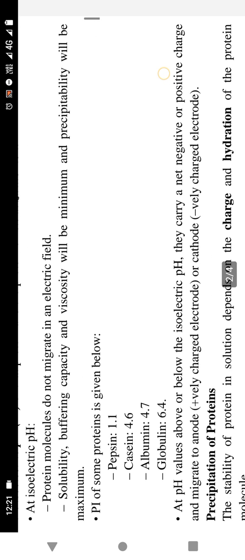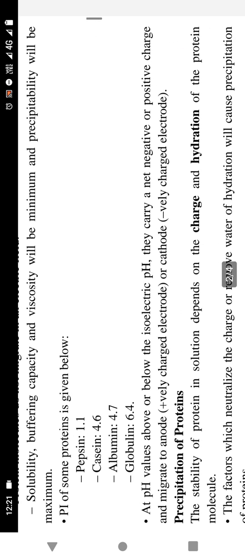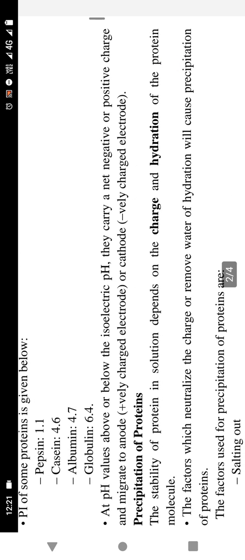The PI, that is the isoelectric pH, of some proteins is given below. Pepsin, an enzyme involved in protein digestion, has an acidic pH of 1.1. Next, casein is 4.6. At this isoelectric pH, the protein precipitates. Then albumin has 4.7 and globulin has 6.4.